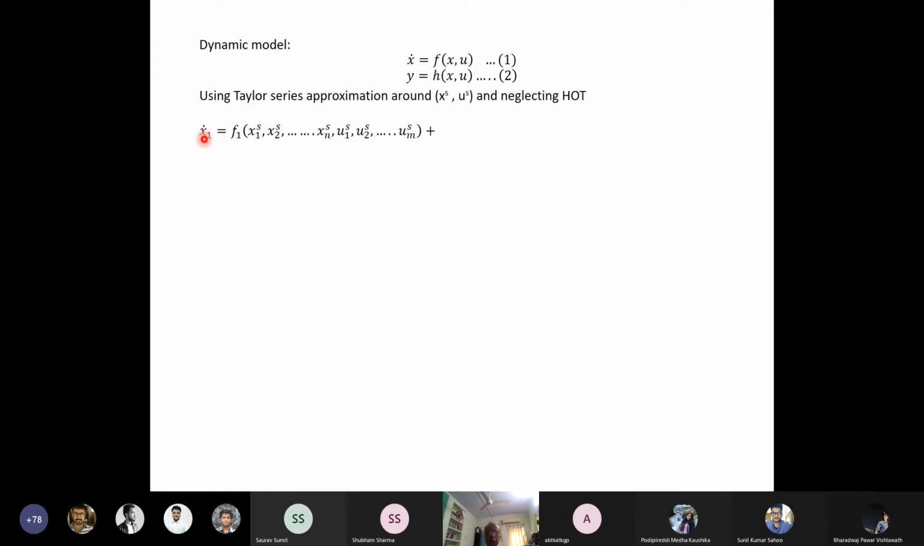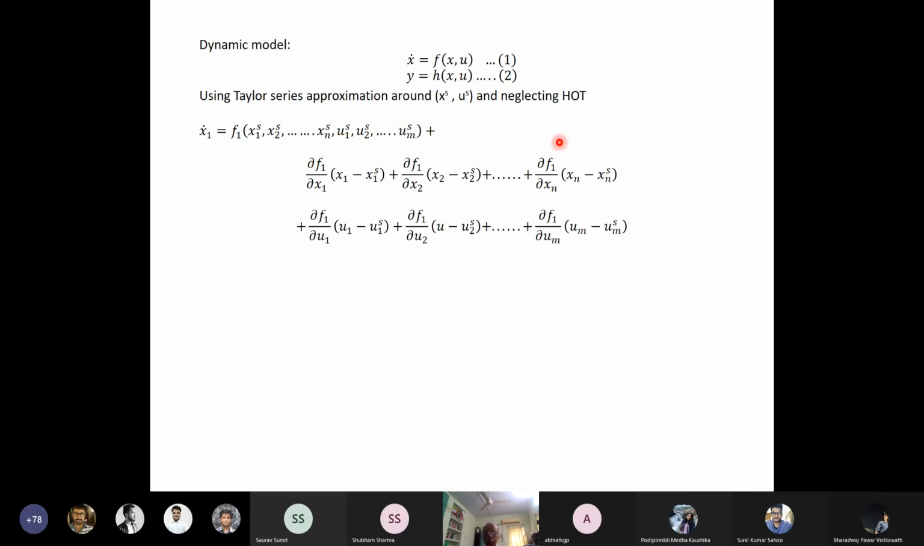So here I will get x1 dot is equal to the steady state component, f1 at steady state, plus the Jacobians: del f1 by del x1, x1 minus x1s, del f1 by del x2, x2 minus x2s, up to del f1 by del xn, xn minus xns. Similarly, for the u also, I will write plus del f1 by del u1, u1 minus u1s, del f1 by del u2, u2 minus u2s. It will continue up to del f1 by del um, um minus ums.